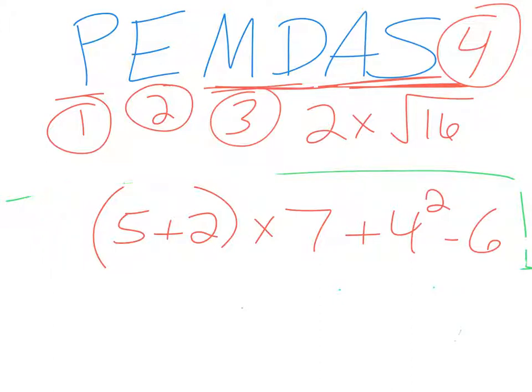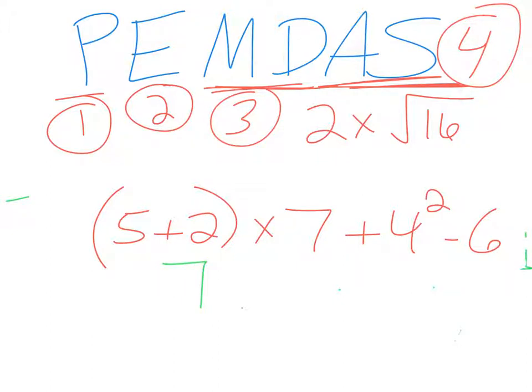So following the one that's on our screen here, 5 plus 2 times 7 plus 4 squared minus 6, we'll just go ahead and do that one. The order of operations says to follow that PEMDAS up at the top of the screen, which means we're going to solve what's in our parentheses first. So 5 plus 2 gives us 7.